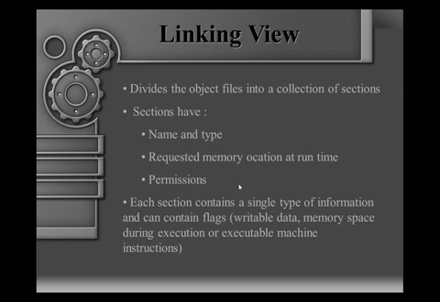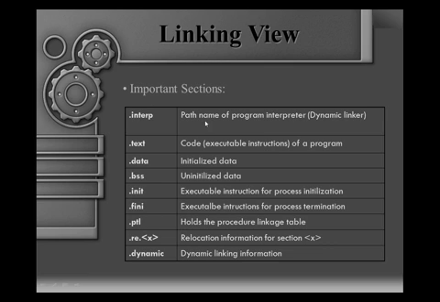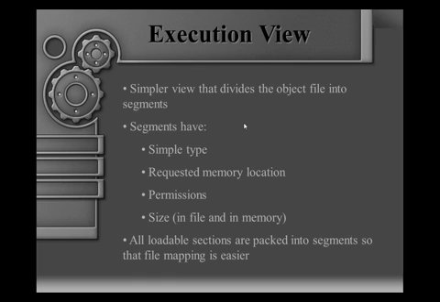Then I have also discussed the linking view, what the linking view is and how it works. It divides the object file into different sections, and a section contains multiple parts like name, type, requested memory location, and permissions.